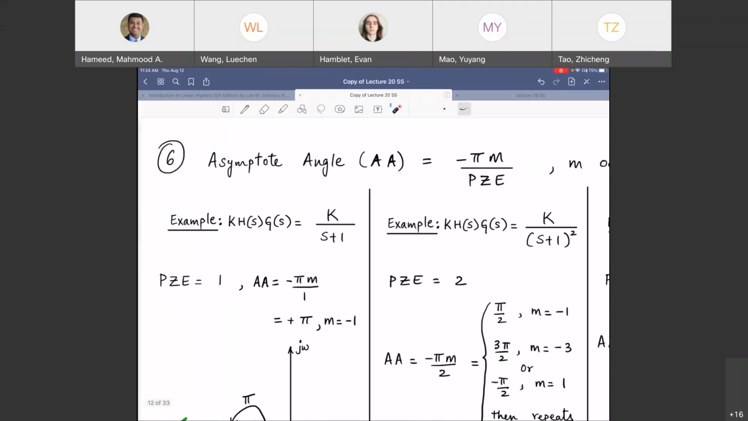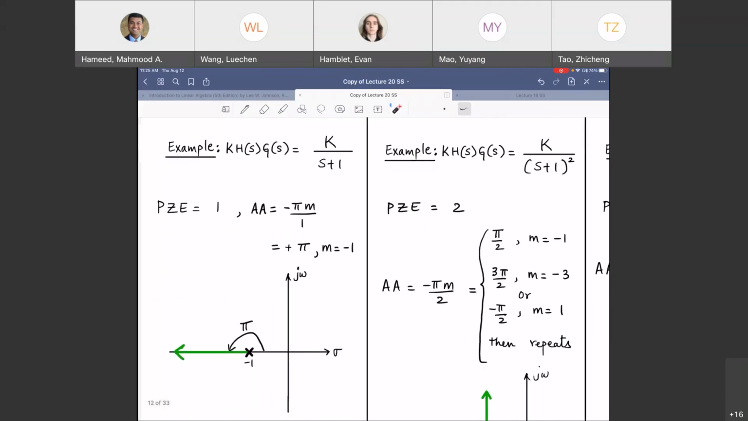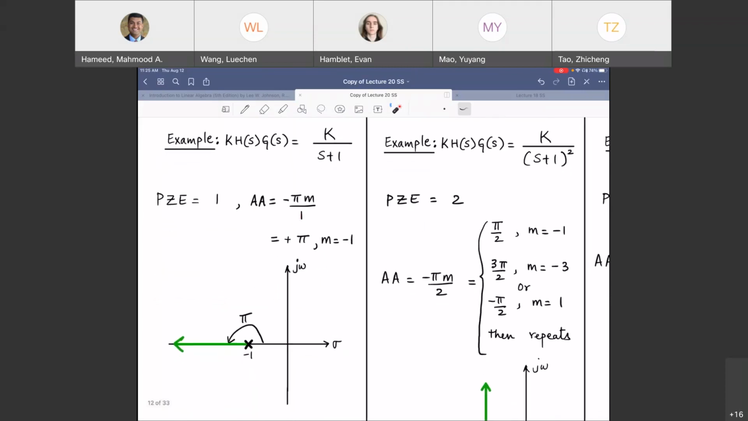So let's take a look at some examples here. The loop transfer function is given, k divided by s plus 1. One pole, no zero, pole-zero excess is 1. So if your pole-zero excess is 1, what is the asymptote angle? Negative pi m divided by PZE. So in this case, it will be negative pi m divided by 1. Well, m can be 1, -1, 3, -3, plus or minus 5, plus or minus 7. But no matter what, you only have one angle, right? Which is pi. So you have only one angle there, pi.